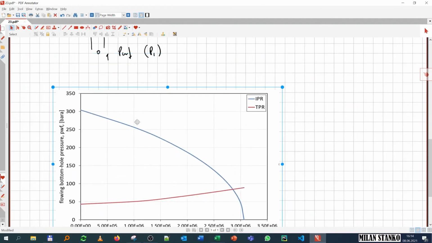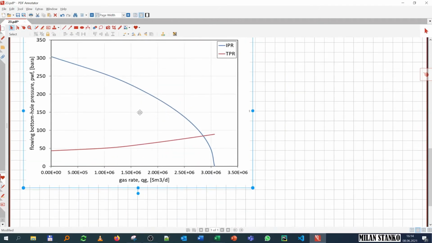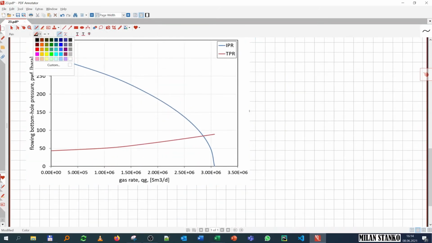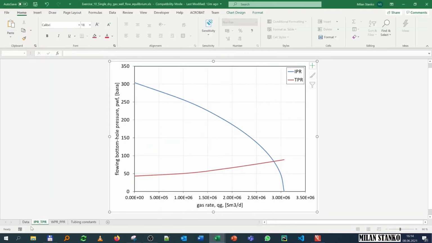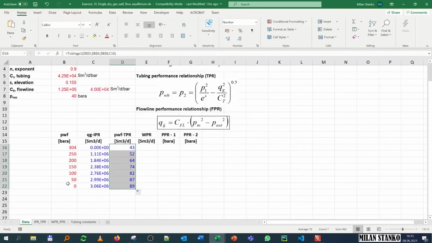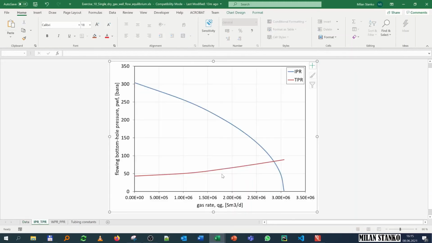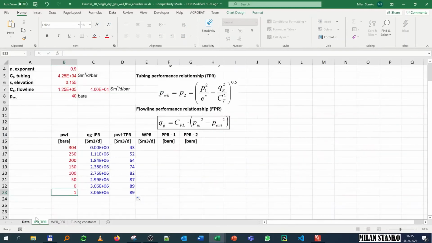Okay, to find exactly the value of the intersection, I might use the solver or the goal seek, and I want to make these two exactly the same. I think this is around 2.8 e to the 6. But if I want to find the exact value, I might extend, for example, this. And here I just want to guess that pressure. So the flowing bottom hole pressure here seems to be close to, let's say, 80. And that difference should be equal to 0.